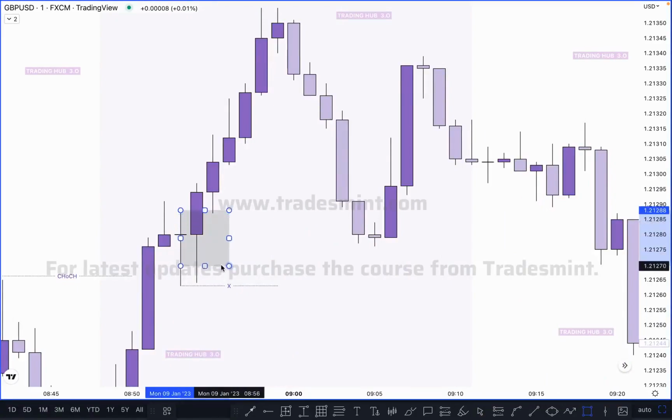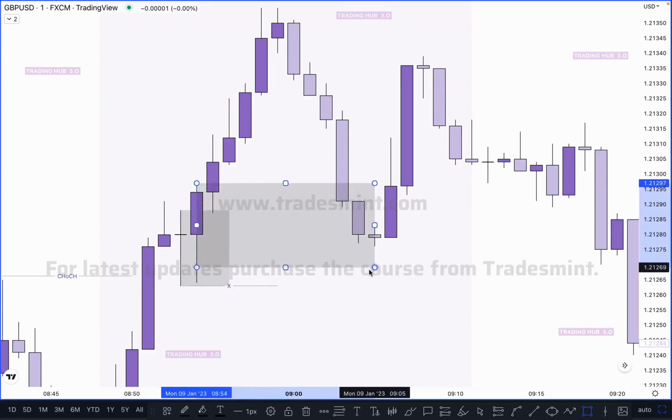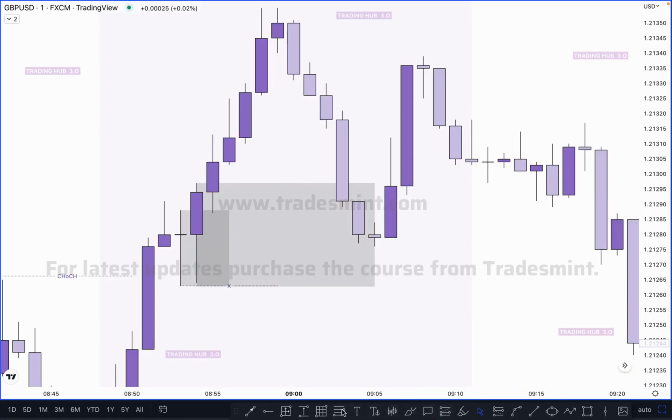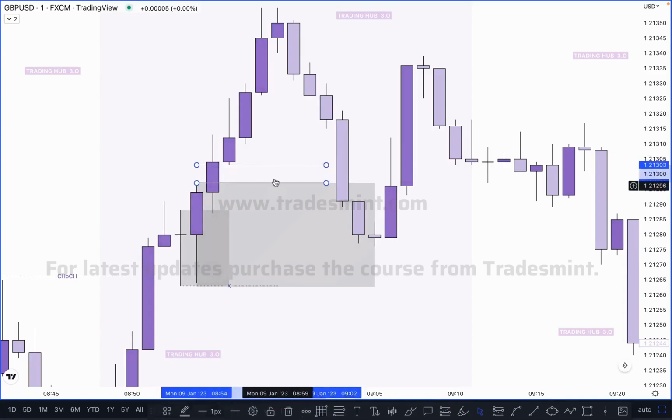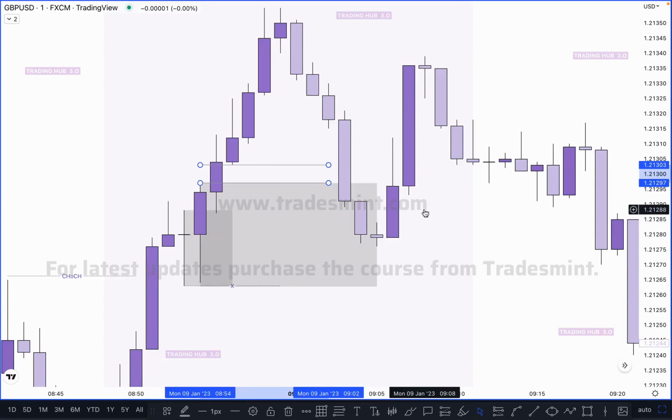If I zoom in here, you can see that this pullback mitigates this order block, so we can't use this as an order block. You have to move your order block to the next candle, which is here, right? So this becomes our valid order block. Why? Because a proper imbalance is available here. This candle's high is here and the next candle's low is here in a bullish market, right? So the imbalance is here, and this candle took out the liquidity, so this order block is valid. But this is not an entry point, just identification of the order block.